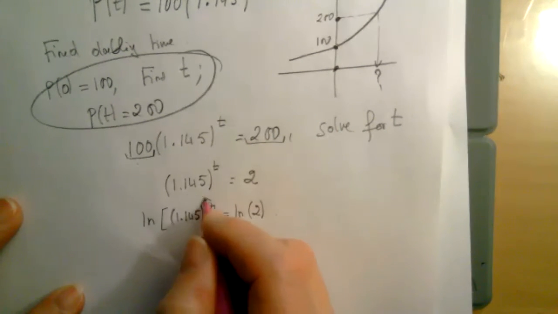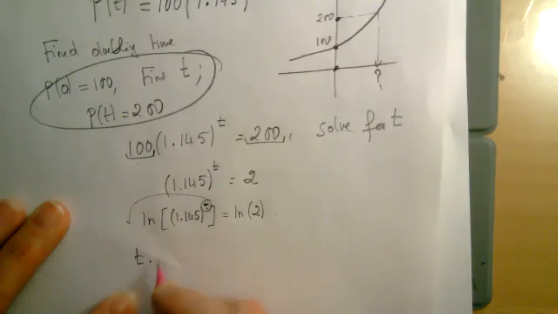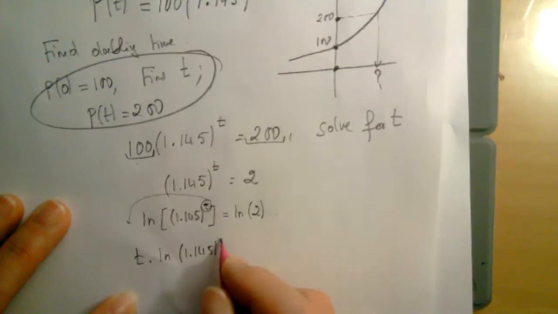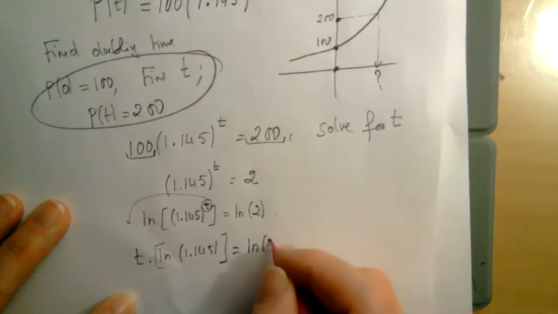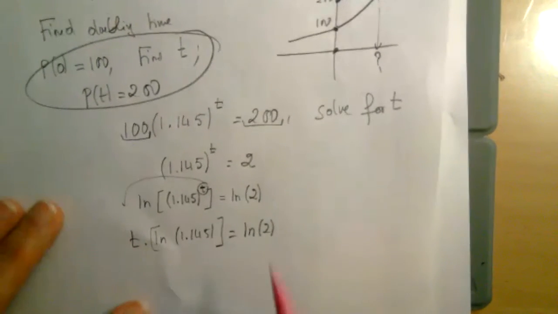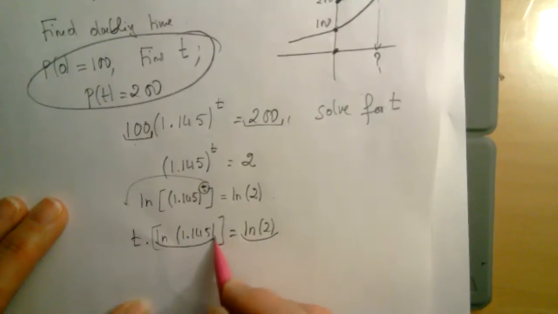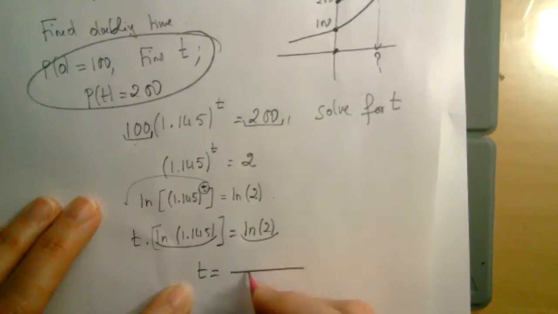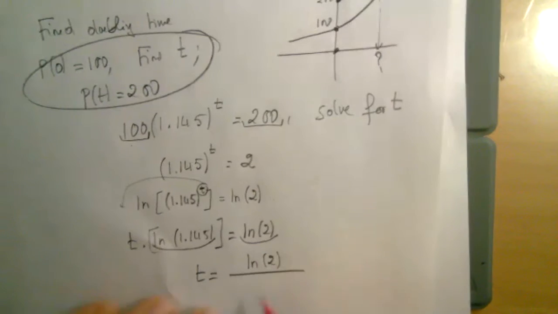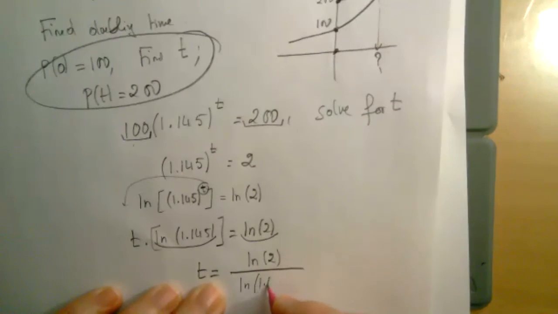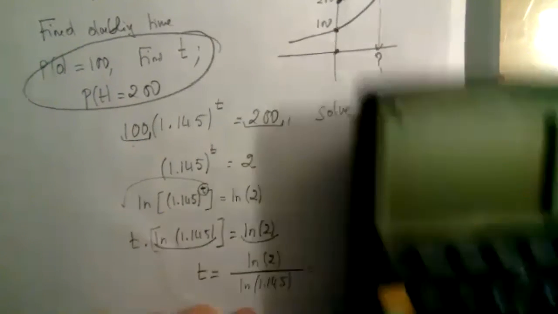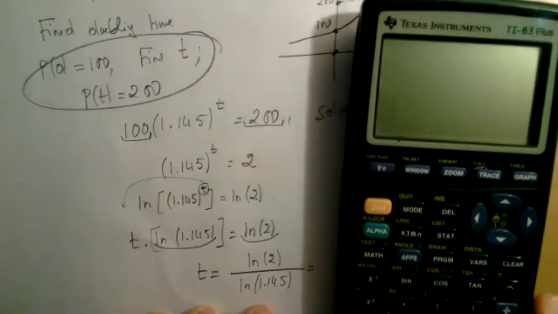t is my power now. I have to bring it down. So I will have t times ln of 1.145 equal to the ln of 2. This is a number, and that's a number. And so t would be ln 2 over ln 1.145, and this will allow me to find t. It means how long it's going to take. That's what we call the doubling time.